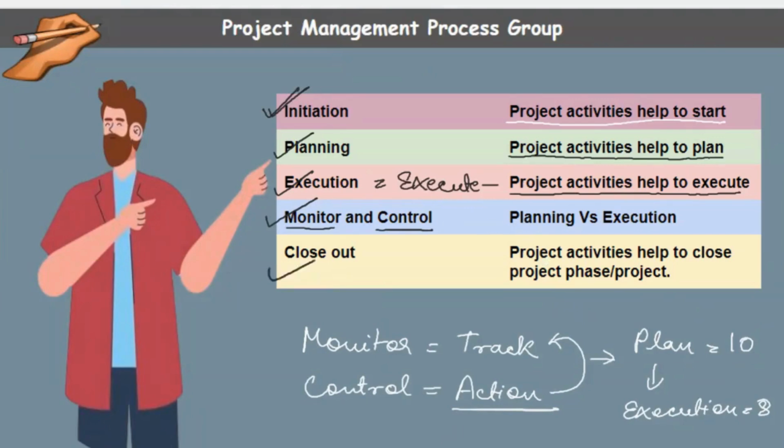And then comes the closeout. All the project activities which helps you to close the project. Once the project is over, we do certain activities in the project phase which helps to close a project phase or a full project, that is considered under closeout process group. In many books or in many websites, you can see that closeout is not considered as a process group. But since it is mentioned in the PMBOK, we will take it as a project process group.